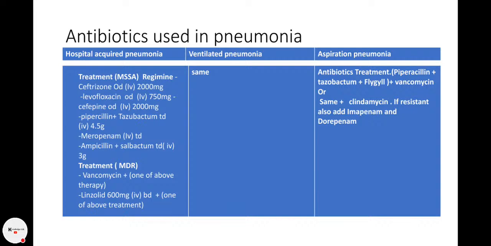Ventilated pneumonia patients are also treated with the same regimen. In aspiration pneumonia, we use a combination of 2 or 3 antibacterial drugs. These include piperacillin-tazobactam, flagyl, and vancomycin is also added. Or the same regimen plus clindamycin. If resistant, also add imipenem and doripenem.